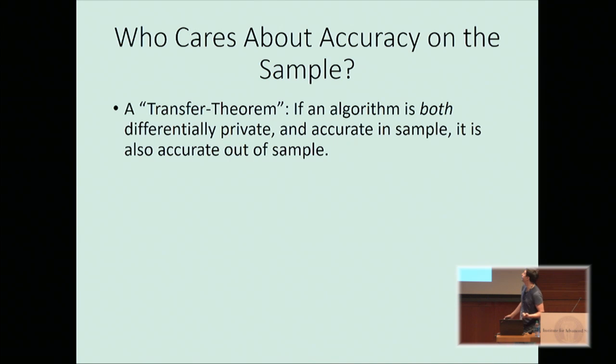Because the empirical average mechanism was perfectly accurate on the sample, but it wasn't differentially private. It's also very easy to give an algorithm that is differentially private, but not accurate on the sample. I could just throw away the data and respond with 0.5 every day. What this is saying is if you manage to find an algorithm that is both accurate on the sample and differentially private, that it has good statistical properties.